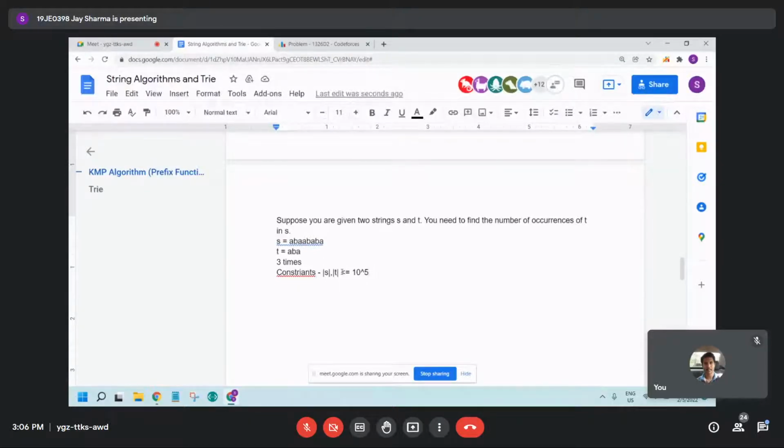Yes, sir. We start from the first index and compare the substring of length of t with t, and check if it is equal. Yeah, you basically start with each index. You iterate over the starting index, and you compare the substring of this length with t, to see if it is equal or not. So this is basically an O of n square approach, but the constraint here is 10 power 5, so O of n square will not work. So can anyone think of some way of optimizing this using what we have read above, the KMP algorithm?